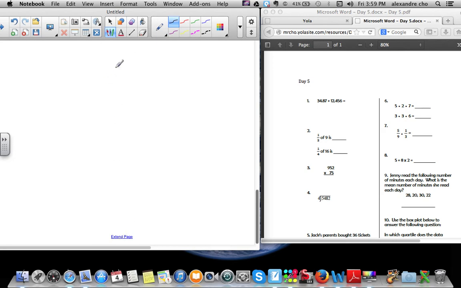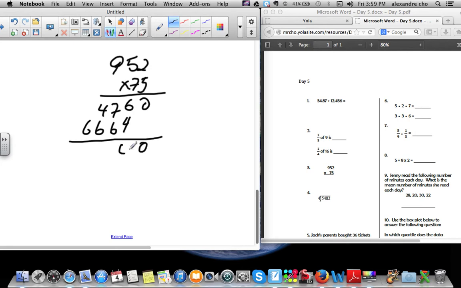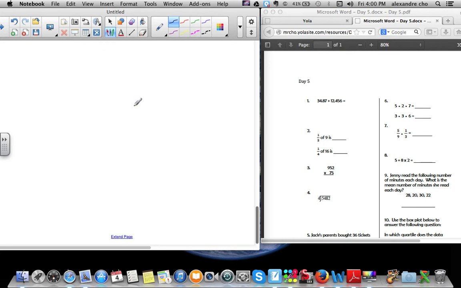952 times 75. Again, the first file here is just for you to warm up, keep your basic skills sharpened. 5 times 2 is 10, 5 times 5 is 25, 5 times 9 is 45, plus 2 is 47. Move once, that's a 14, this is a 36, this is a 366. The more comfortable you are with your numbers, the better you're going to be. So final answer, 71,400. Okay.